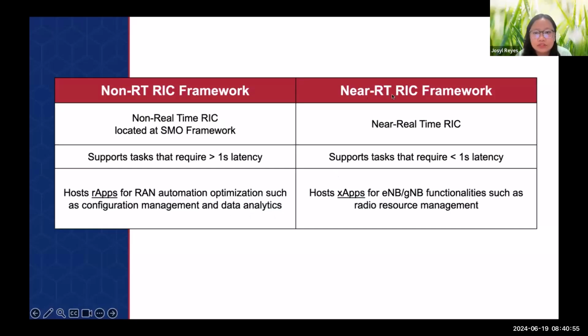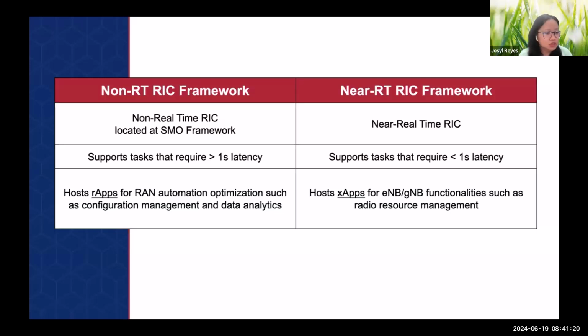For the near real-time RIC, since the name is near real-time, it's less than 1 second. Usually, it focuses on tasks for radio resource management, like eNode B, gNode B functionalities, maybe for network slicing, for scheduling, and other related tasks.